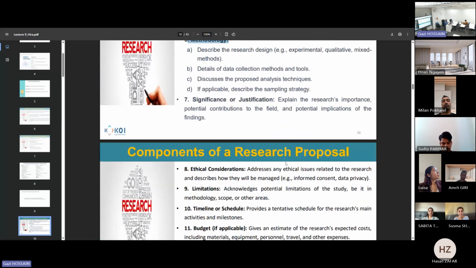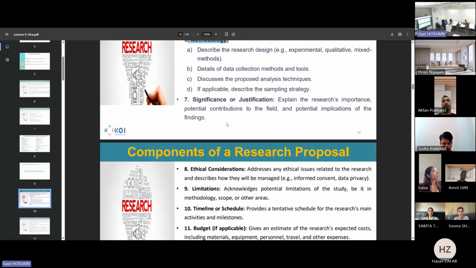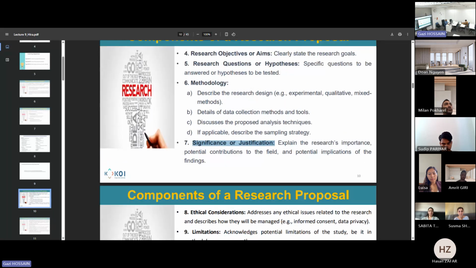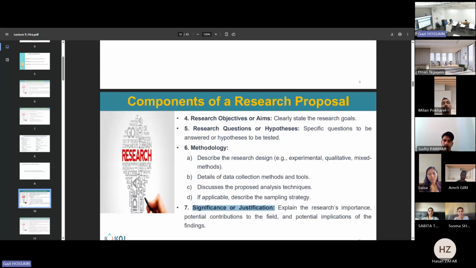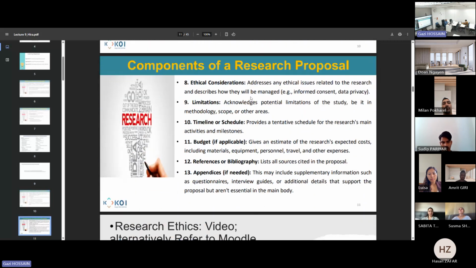And then significance or justification should come before. If we do not want to include that in our introduction, then we can include it somewhere after the research question and the hypothesis. Ethical consideration: what ethical principles will we be applying in our research?